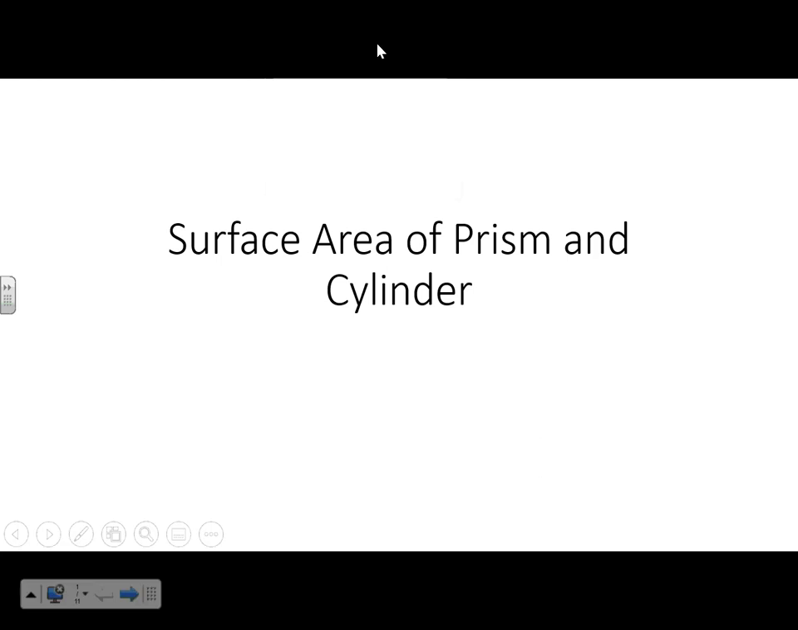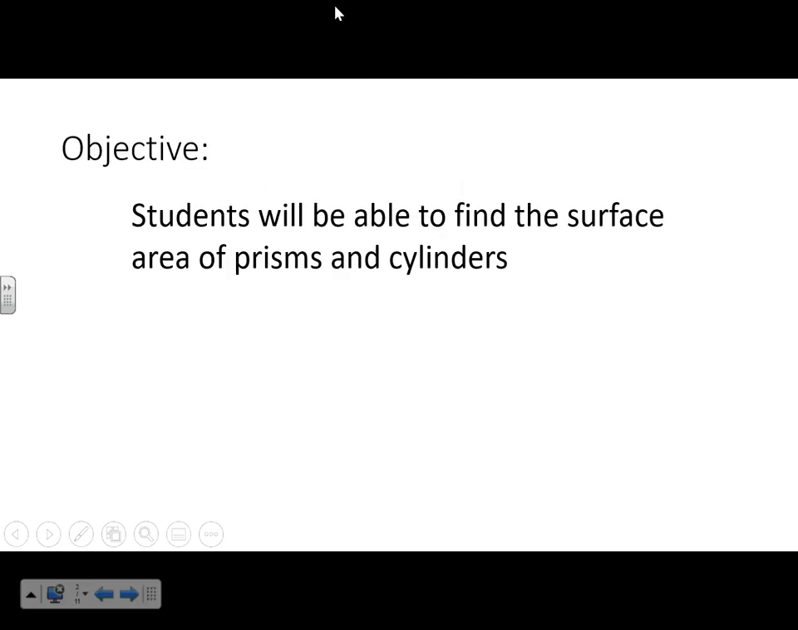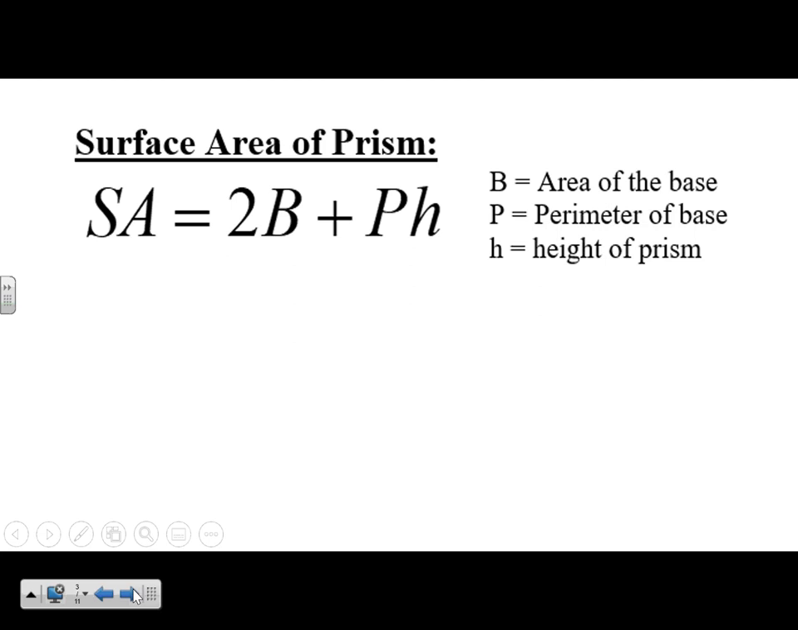This lesson is over surface area of prisms and cylinders. So obviously the objective: students will be able to find the surface area of prisms and cylinders. Go figure. So first off, the prisms.